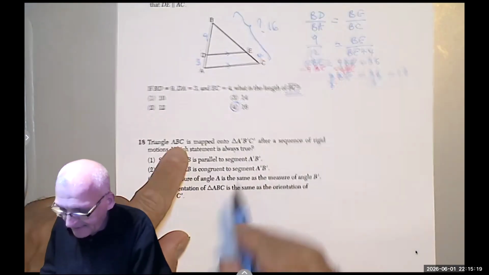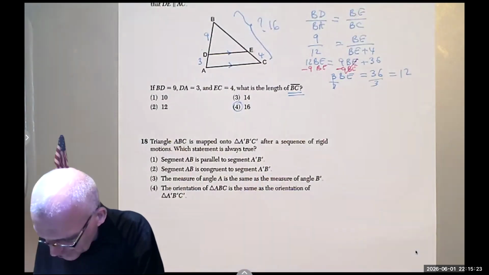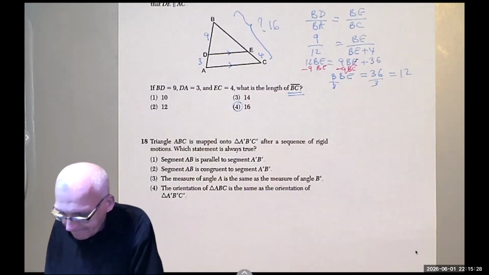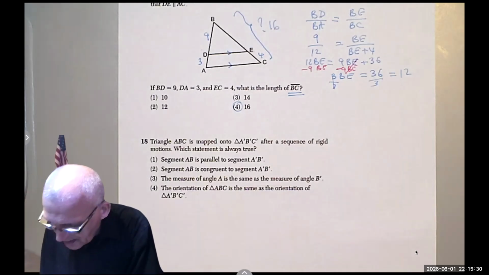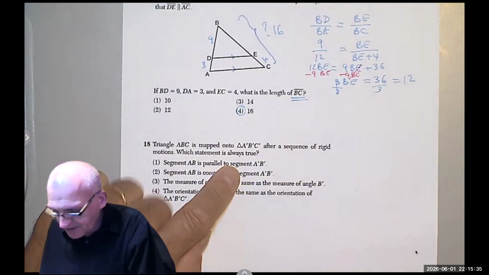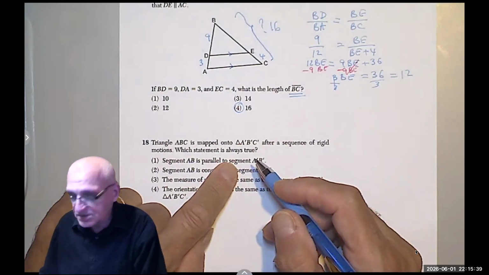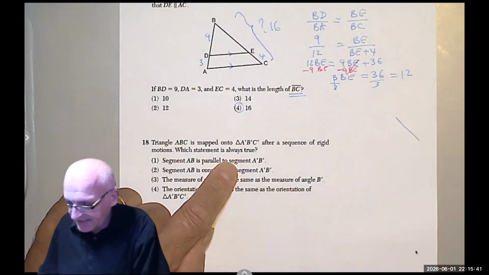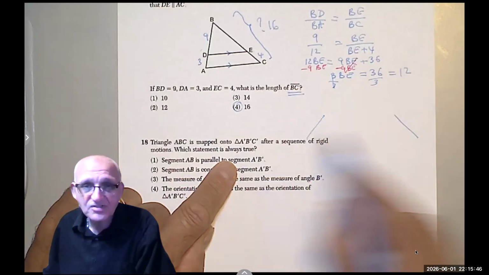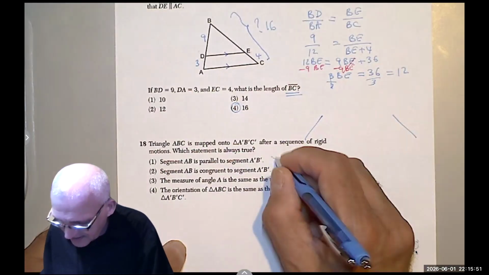Triangle ABC is mapped onto A prime, B prime, C prime after a sequence of rigid motions. Which statement is always true? AB is parallel to segment A prime, B prime? Not necessarily, because I can produce, for example, AB is something like that, and then I reflect over the y, it would become something like that. So it's not parallel. Or if I rotate 90 degrees, it's not parallel, so not necessarily.